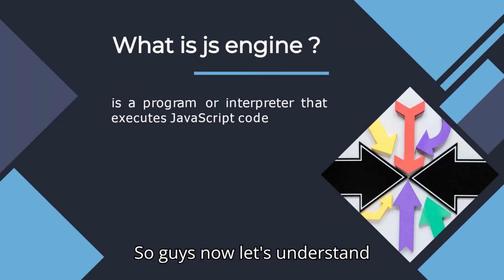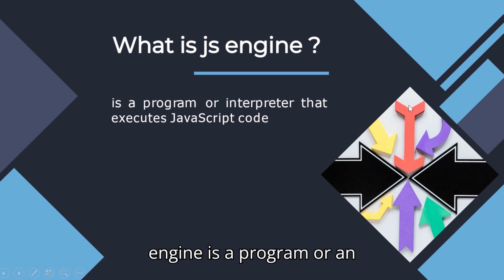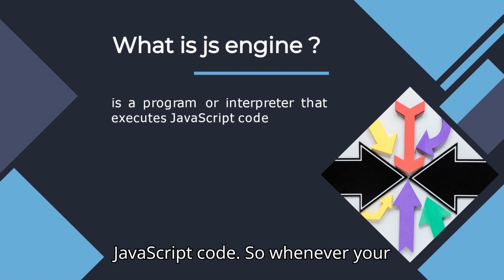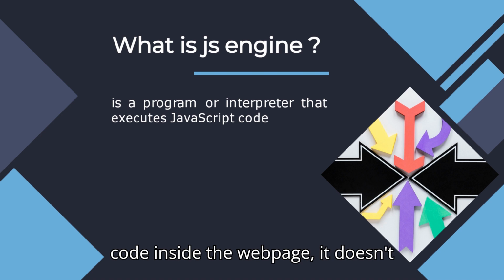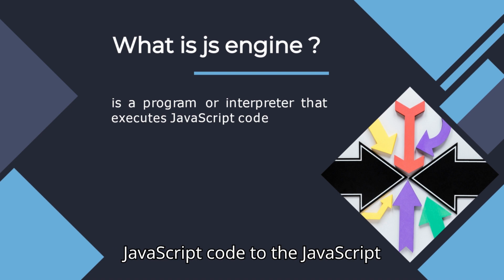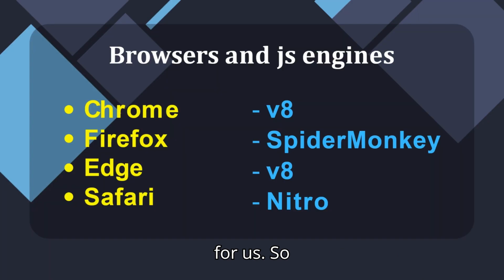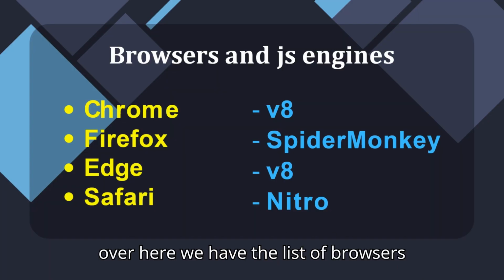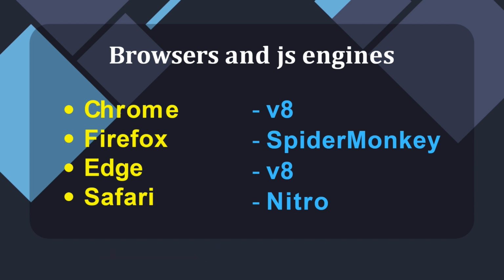So guys, now let's understand what is JS engine. So basically JS engine is a program or an interpreter that executes JavaScript code. Whenever your web browser finds any JavaScript code inside the web page, it doesn't directly execute it. It just passes the JavaScript code to the JavaScript engine and the JavaScript engine executes it for us. So over here we have the list of browsers as well as JavaScript engines which are mostly used.